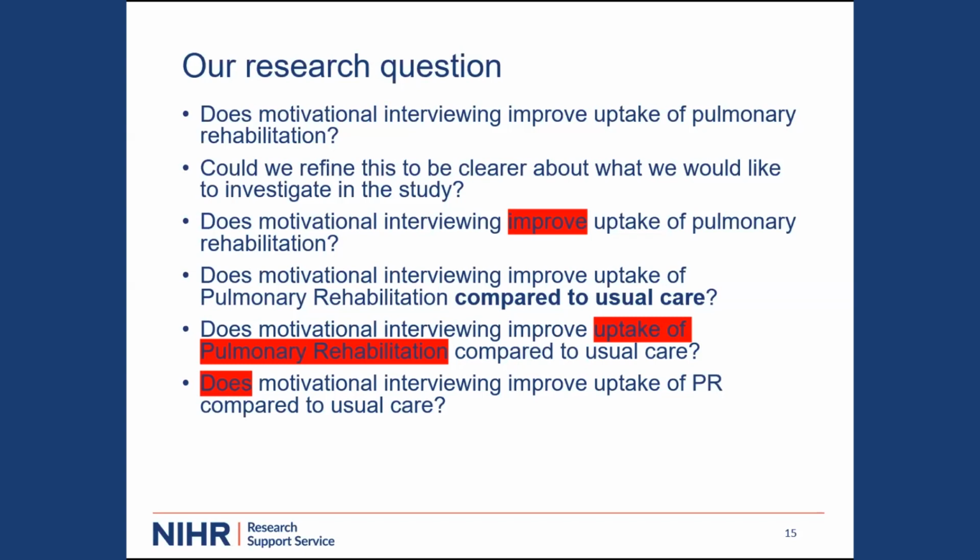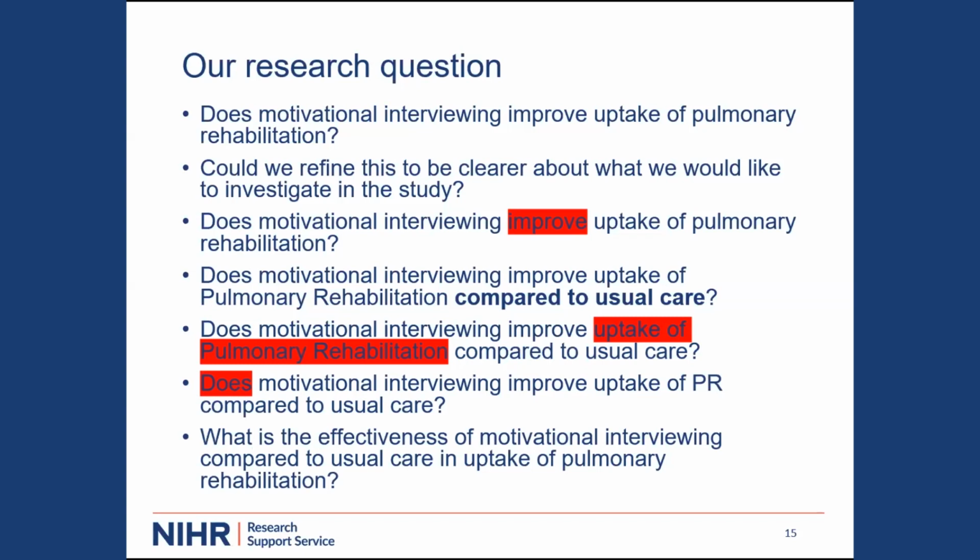So for example, you could change this into, what is the effectiveness of motivational interviewing compared to usual care in the uptake of PR? So we've tried to get across there all the elements of our project that we want to do. Our intervention is our motivational interviewing. Our condition is our PR, and we want to know, is it effective? Is it going to change and have improved outcomes? So it's quite clear what we want to do, and it's in a single sentence, fairly easy to understand for people who don't necessarily understand the area.